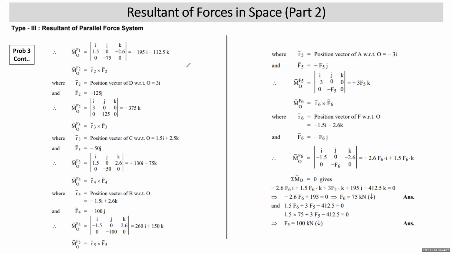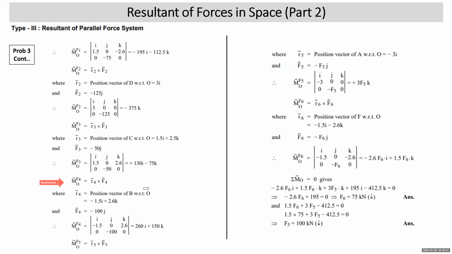Okay. We continue with this. Now, we have found moment of F3 about O. Now next, we have to find moment of F4 about O, R4 cross F4. R4 is position vector of point B with respect to O, so coordinates of point B were minus 1.5, 0, 2.6.